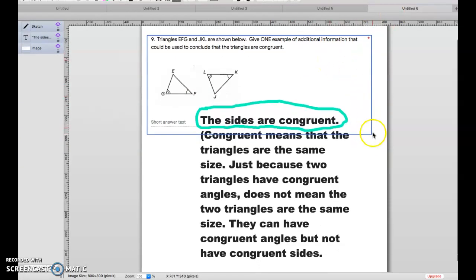Problem 6, this is problem 9. And I'm actually just giving you the answer. What you see here that is circled in light green, that's the answer word for word. So this is saying give one example of additional information that could be used to conclude that the triangles are congruent.